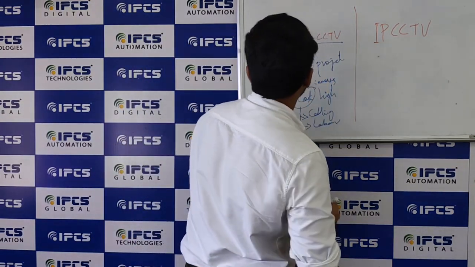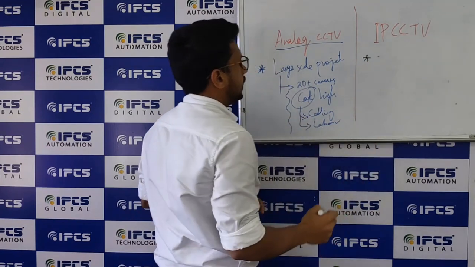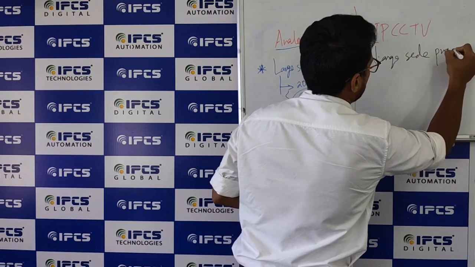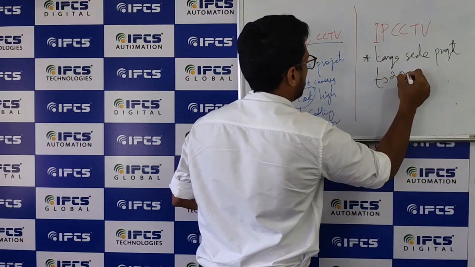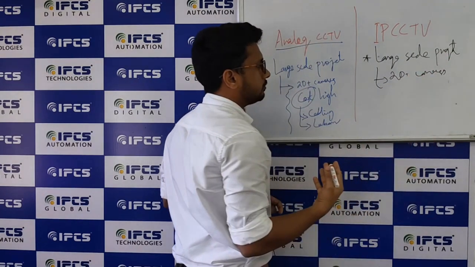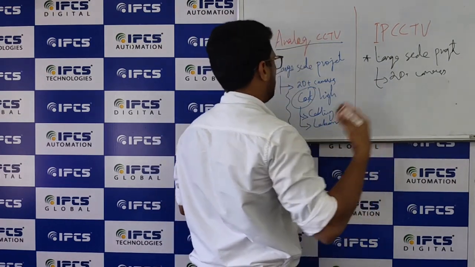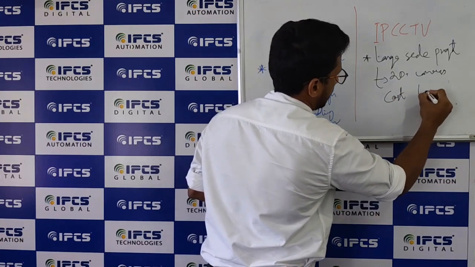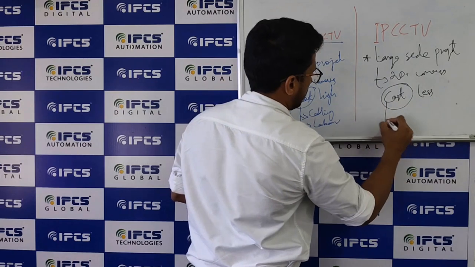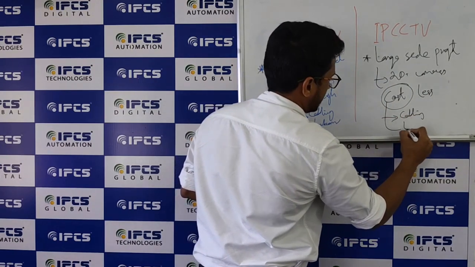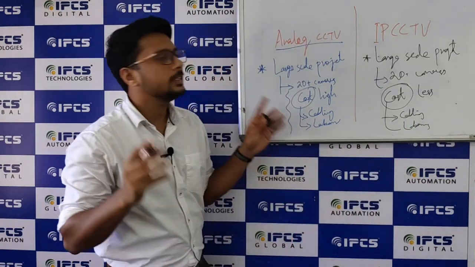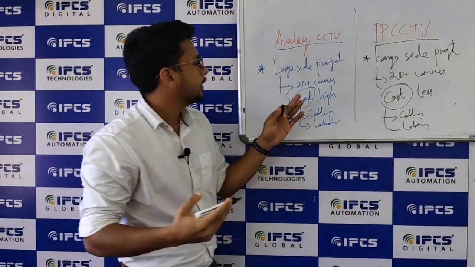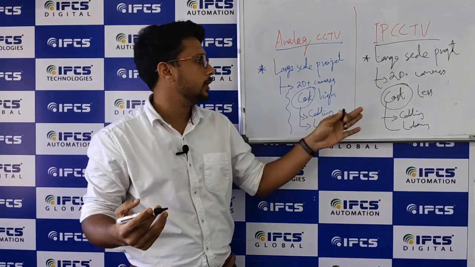Now what about IP CCTV system? If you are thinking about a larger project, the same one, 20 plus cameras, here it is 20 plus IP cameras, and there it was analog cameras. I will discuss the components later. Here the cabling cost will be less, and the labor cost will also be less. So this is the exact difference between these two. The cabling cost will be higher in analog CCTV system, and in IP the cost will be less.